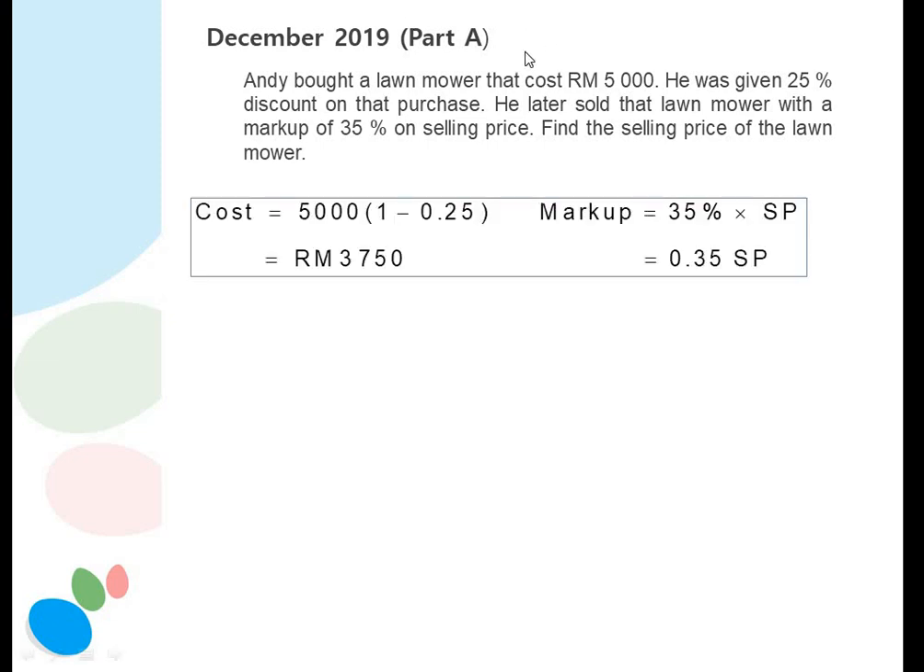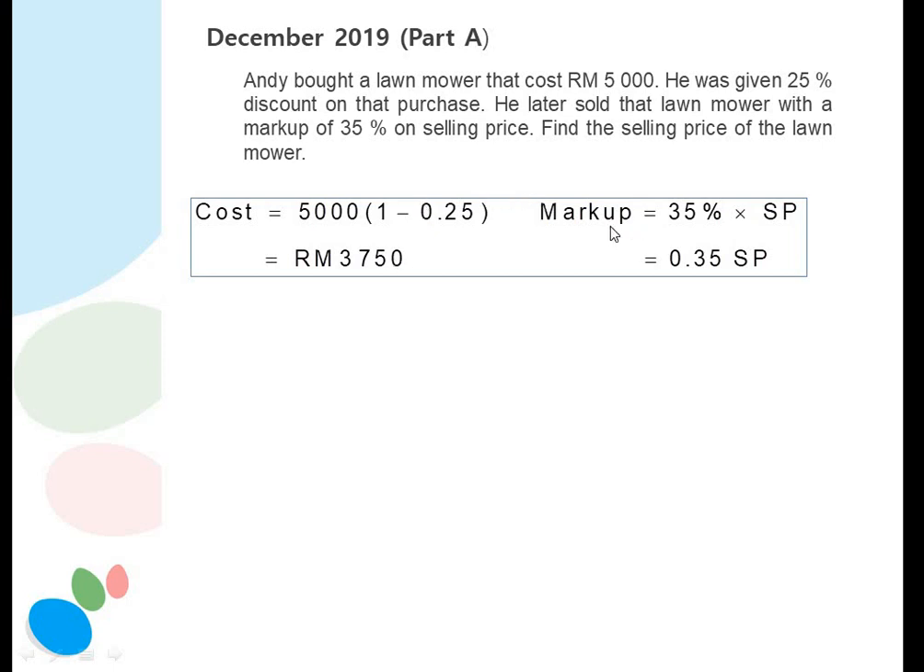Alright. So based on the question, let's take out all the important information. The cost. The original cost is 5,000. However, he got a 25% discount. So 5,000 multiply 1 minus 0.25. The actual amount that Andy paid is RM3750. So this is his cost.